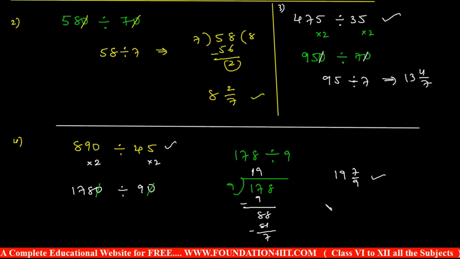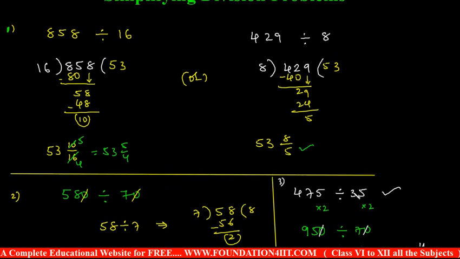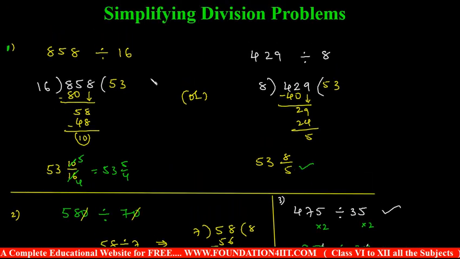This is one of the techniques you can apply for any divisions when you're solving problems. Either multiples of 2 we can do like this by simplification, a multiple of 10, or with 5 and 0. So these are the few techniques you can follow when you're doing simplification of division problems while doing sums.